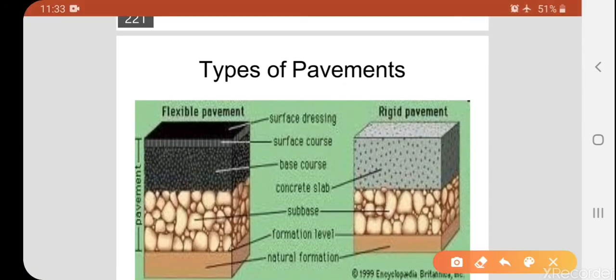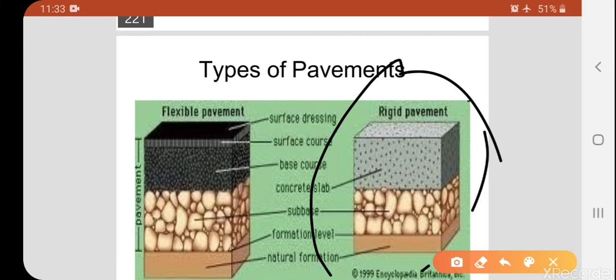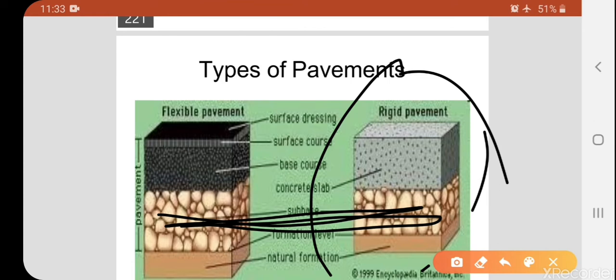In this picture we can clearly see that in rigid pavement, based on the natural formation, the sub base is common for both types of pavements. Over that, directly, comes the rigid pavement, which is nothing but concrete. But in the flexible pavement, the base course, surface course, and surface dressing, like a prime coat, come under the flexible pavements.